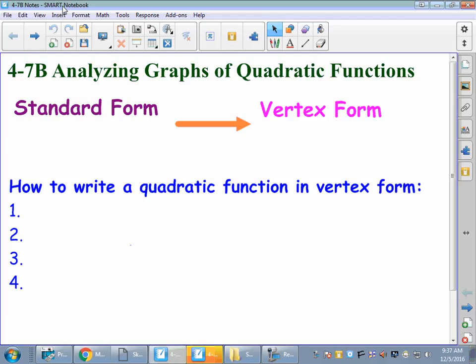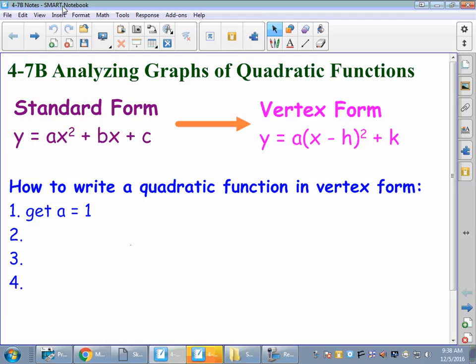So now today's lesson is in regards to how do we go from standard form, taking a quadratic equation from standard form, which is y equals ax squared plus bx plus c, and transforming it into vertex form, which is y equals a times the quantity x minus h squared plus k. That's what we're going to do: transform from one form to the other. So in order to do this, we have 4 steps. We're just going to go step by step.